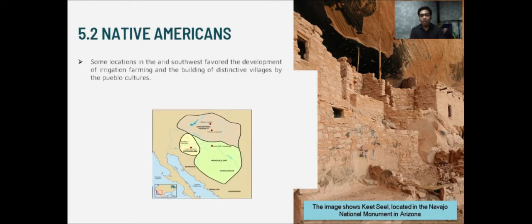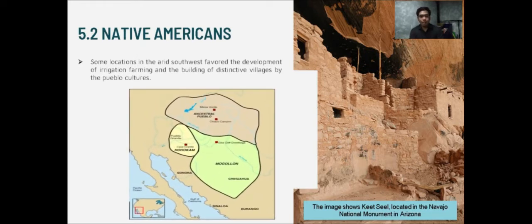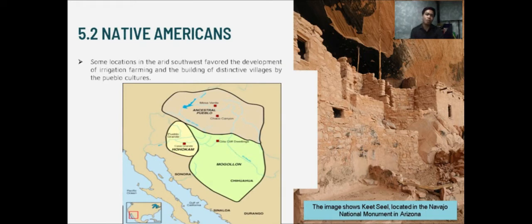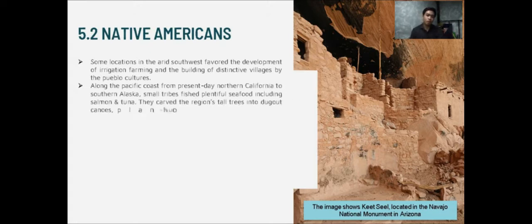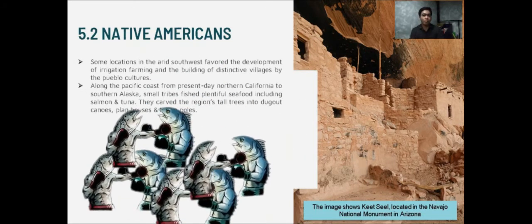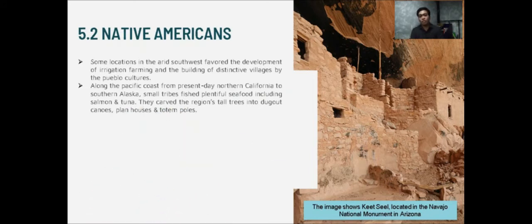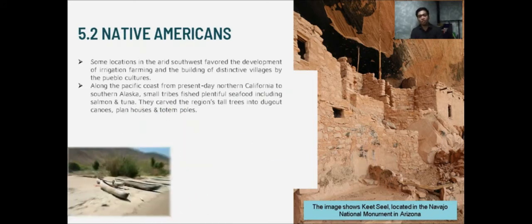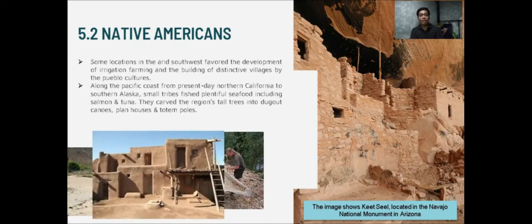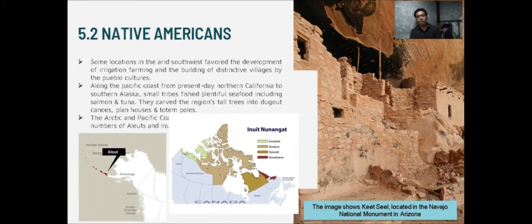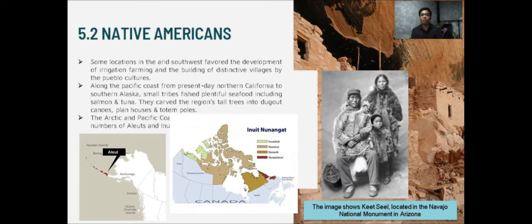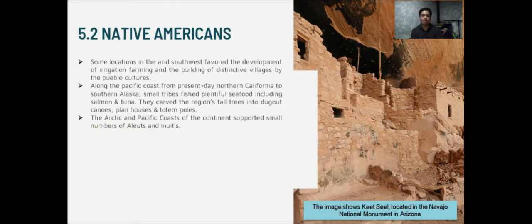Generally centered on the area where the boundaries of U.S. states are now Arizona, New Mexico, Colorado, and Utah intersect. Along the Pacific coast from present-day North California to southern Alaska, small tribes fished plentiful seafood, including salmon and tuna. They carved the region's tall trees into dugout canoes, plank houses, and totem poles. The Arctic and Pacific coast of the continent supported small numbers of Aleuts and Inuits.